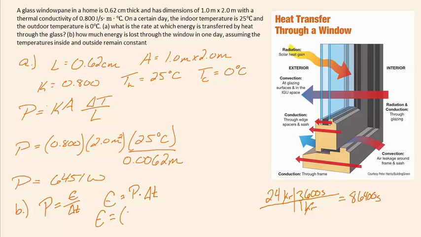Knowing that power is equal to 6,451 watts multiplied by an amount of time of 86,400 seconds, we see that the total energy that is lost through the window pane during one day is equal to 5.6 times 10 to the 8th joules.